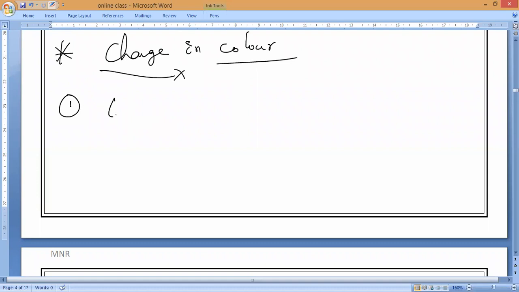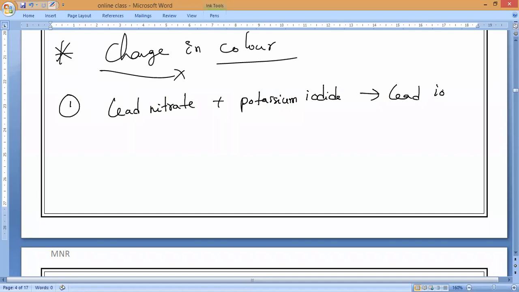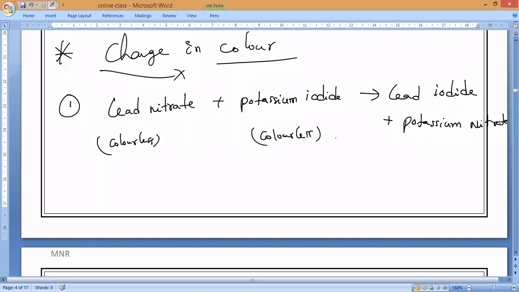So first example, lead nitrate. Lead nitrate reacting with potassium iodide gives you lead iodide plus potassium nitrate. So what are the colors? Lead nitrate is colorless, and potassium iodide is also colorless. And here what will come? Lead iodide. This is yellow, sir. Yellow precipitate. And potassium nitrate again colorless.